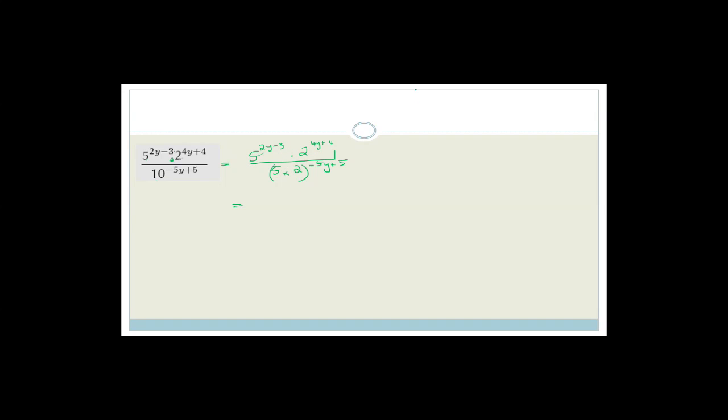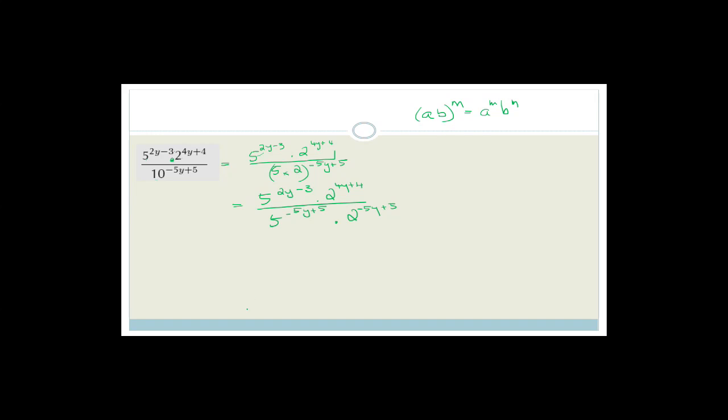I can apply the rule: (a times b) all to the m is equal to a to the m times b to the m. That's what we're doing. We're applying that rule to the bottom. So we're going to go 5 to the 2y minus 3, 2 to the 4y plus 4, all over 5 to the minus 5y plus 5, 2 to the minus 5y plus 5. Now we've used that rule there.